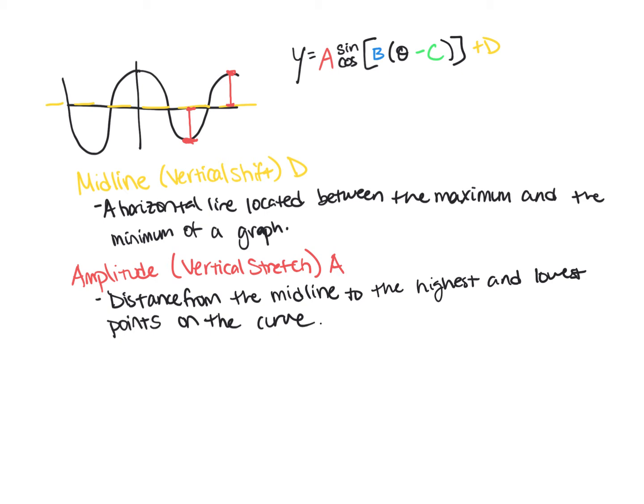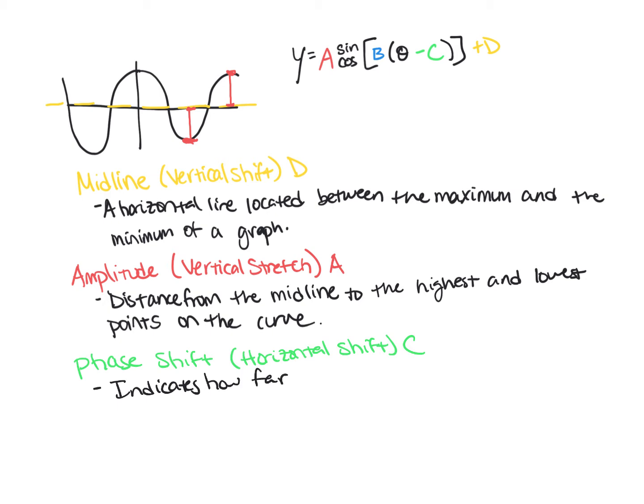So the next piece I want to go over is that C part. That's going to be our phase shift, which is also known as our horizontal shift. It really is just a horizontal shift. We just call it phase shift for our trig function. So it's really not super different there. It indicates how far the graph has moved left or right.